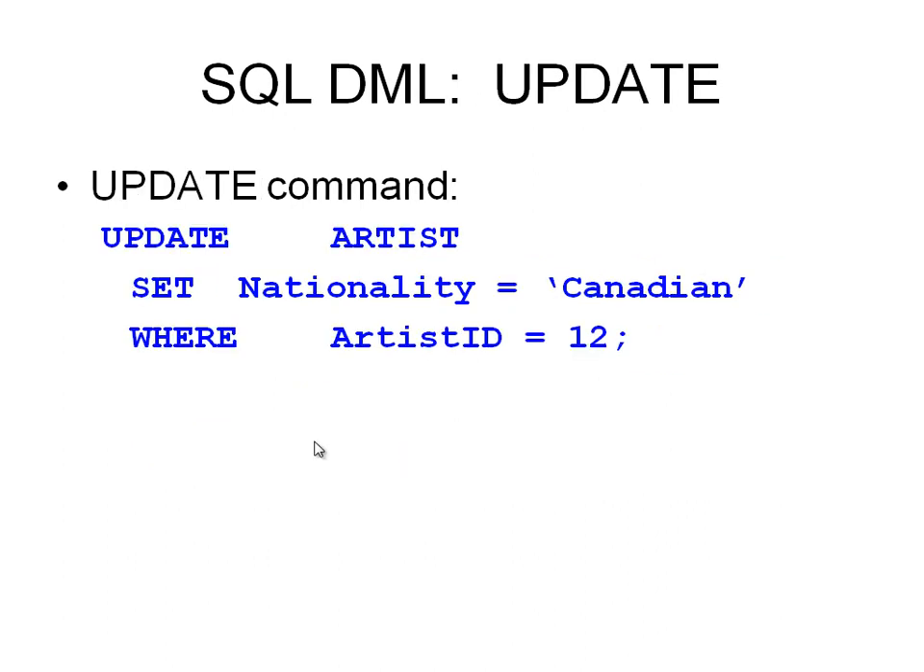We can also use the update command where we can update artist. In this case, the table artist will be updated to set nationality Canadian, where artist ID is 12, and we will change the value of the nationality for that cell.